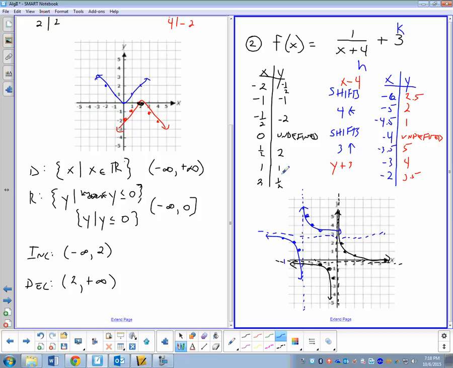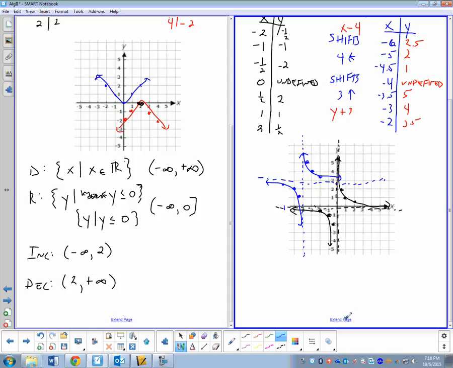Okay? So again, in the homework, you're starting with the original table and the original graph. You're describing the transformation. You're making your new table, and then you're graphing those points to get your new graph. All right, let's talk domain and range.